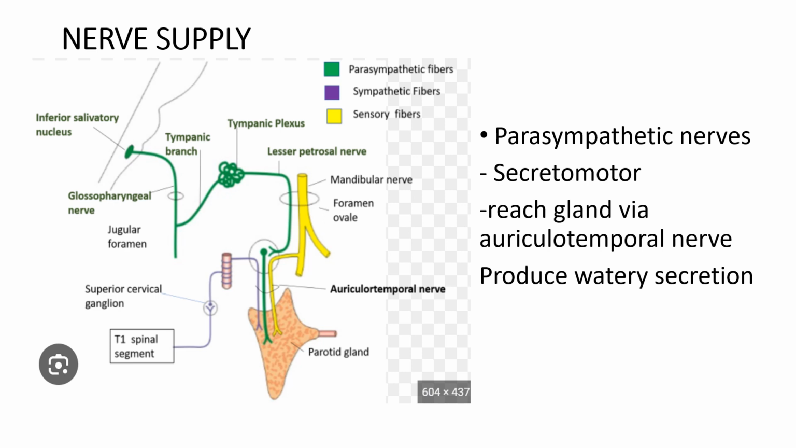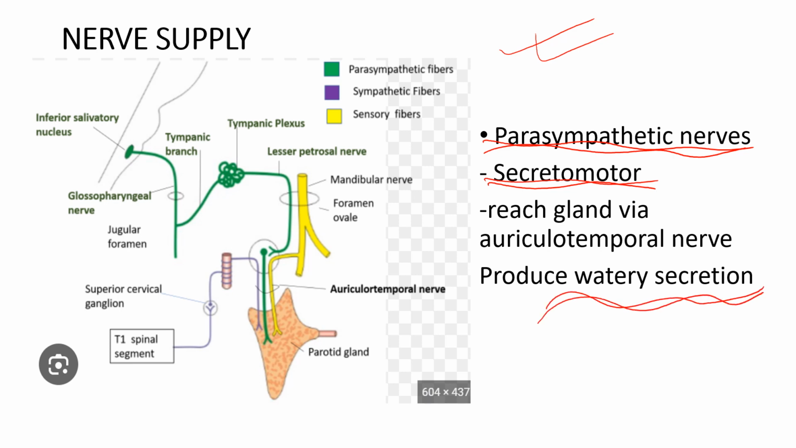Now we are discussing a very important topic, nerve supply of the parotid gland. We will have to discuss the sympathetic component, parasympathetic component. Both these are secretomotor supplied to the parotid gland. So let us first discuss the parasympathetic supply to the parotid gland. Now one point to remember here is the parasympathetic secretomotor fibers, they stimulate the parotid gland and they produce watery secretion from the parotid gland.